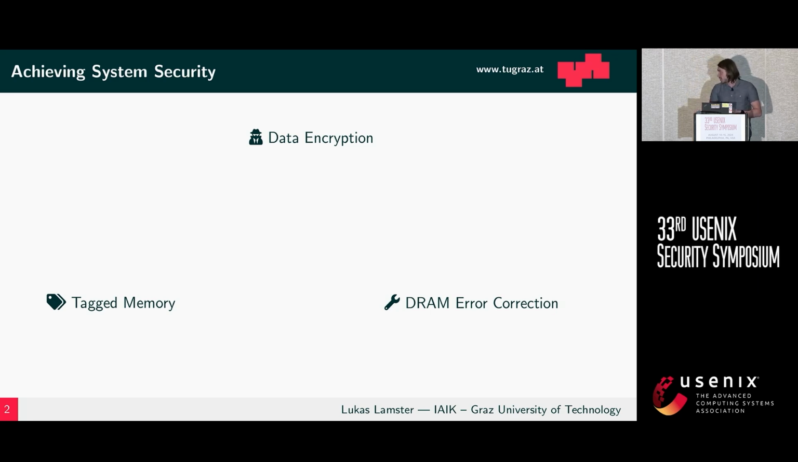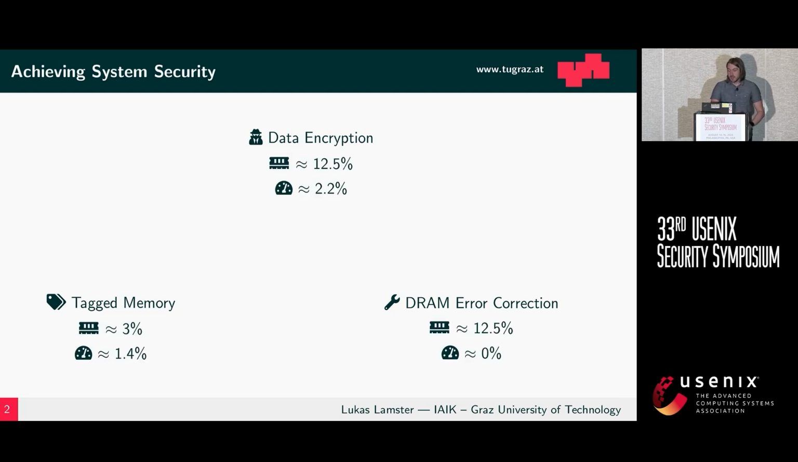And in the lower right corner, we have DRAM error correction, which is a bit low level, but it ensures that the data we read from DRAM is not subject to some random bit flips. Not only stuff like Rowhammer, but also naturally occurring bit flips due to various sources.